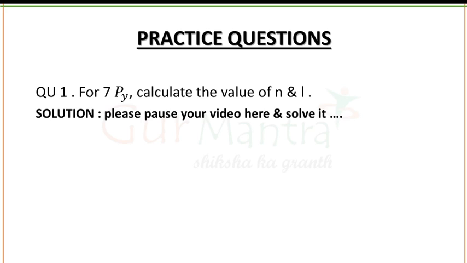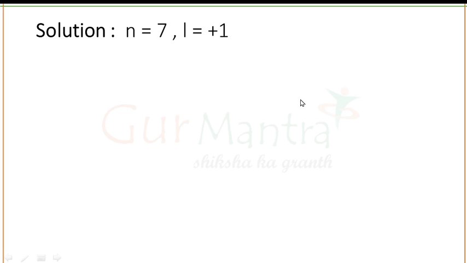You have been given 7py and you have to calculate the value of n and l. As you can see here, the value of n can be directly seen, that is 7. And for a p orbital, the value of l should be 1. For the p subshell, the value of l should be 1. So the value of n is 7 and the value of l is plus 1.